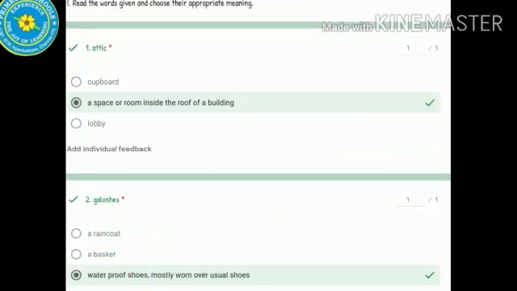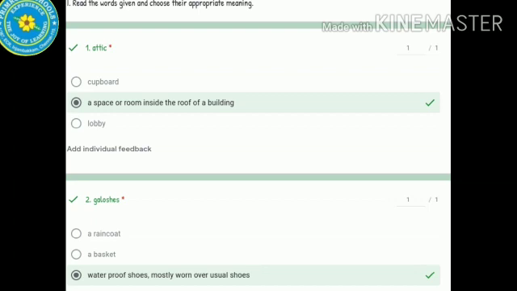Can you see the slide, children? Yes, it's a little bit in a smaller font, but this slide is nothing but the Google form which you completed on the lesson Playtime. Now we shall have a short revision. So what is the meaning of attic, children? A space or room inside the roof of a building.